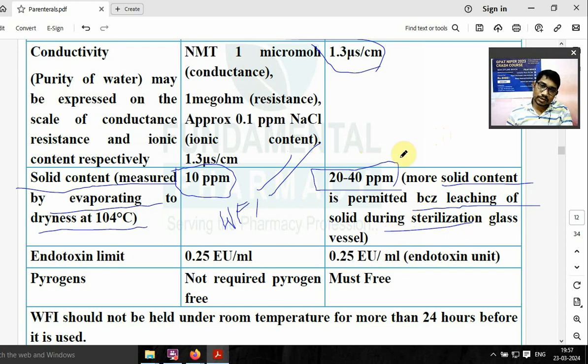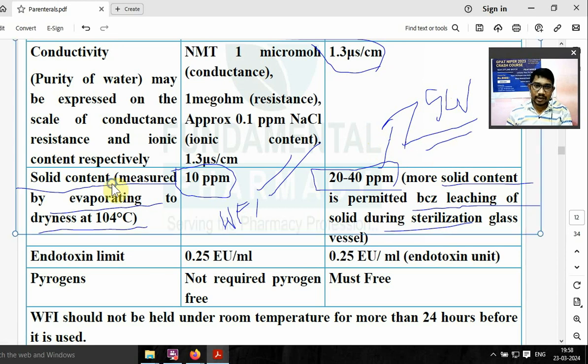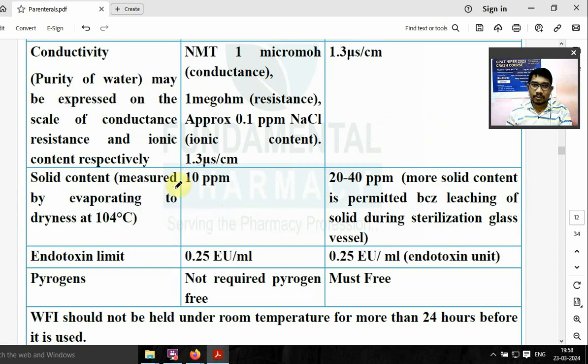In case of sterile water for injection, it has to be sterilized. At the time of sterilization, there is leaching from the vessel you are using, and that's why more solid content is permitted as per the USP for sterile water for injection. You have to remember this. The solid content limit for water for injection is 10 ppm and for sterile water for injection is 20 to 40 ppm.